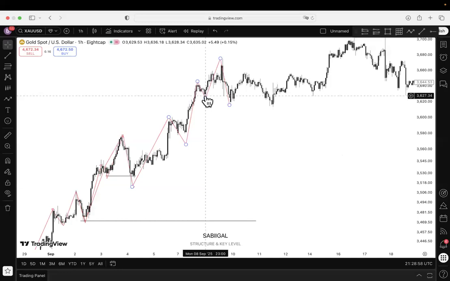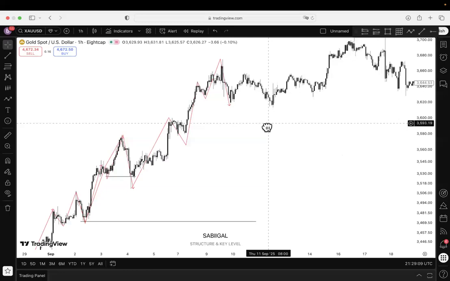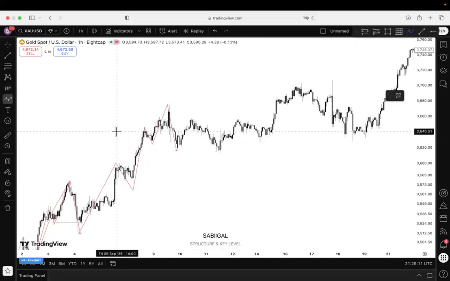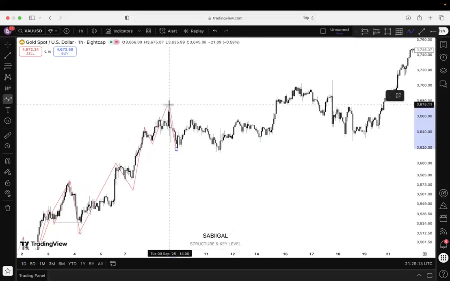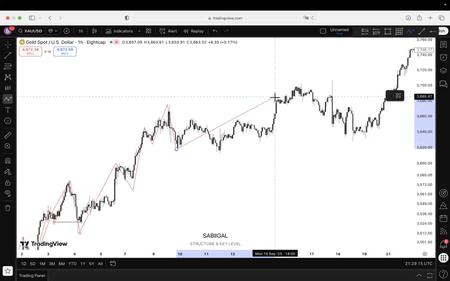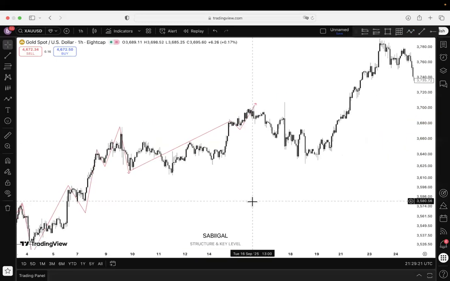But the sell come low. Why? Because this is not a valid change of character. And then we continue the buy regardless. This thing later broke structure here. This broke structure here. Then we had this.